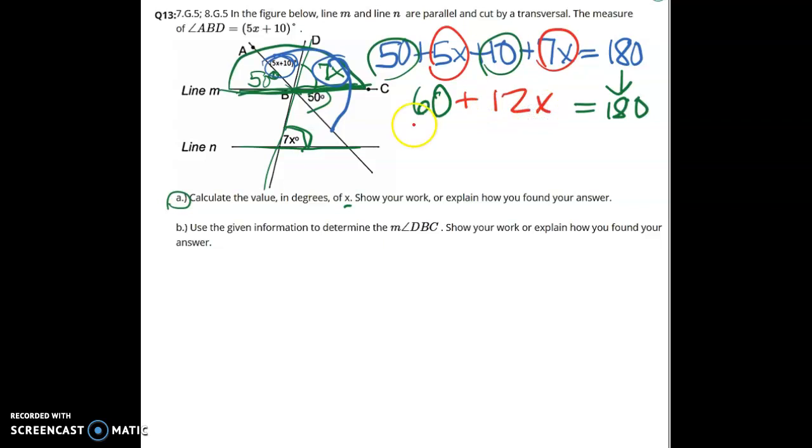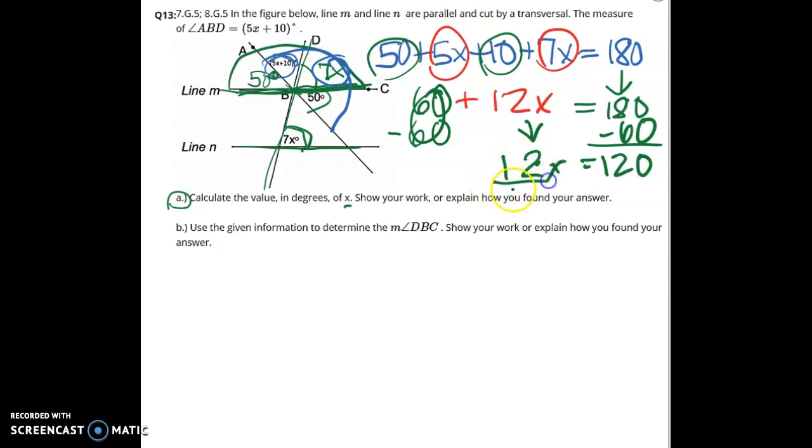From here, I'm going to move everything because my goal is to isolate x. So let's subtract that 60 and get it out of the way. It is now zeroed out from this side and left me with 120 on this side. Bring down that 12x. My last step here is to recognize that 12 is multiplying x, so the inverse would be to divide by 12 on both sides. And I will get that x equals 10. So that's the answer to part A.